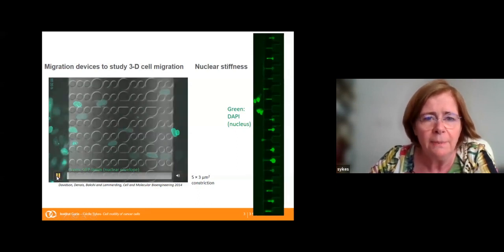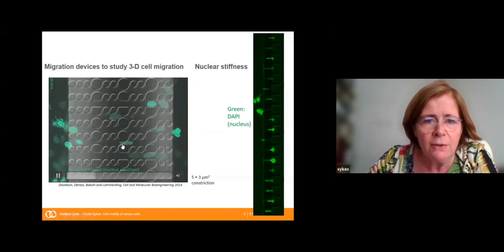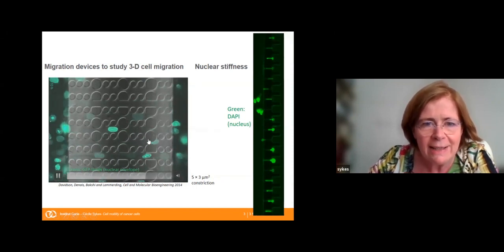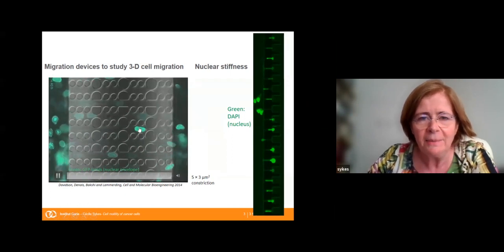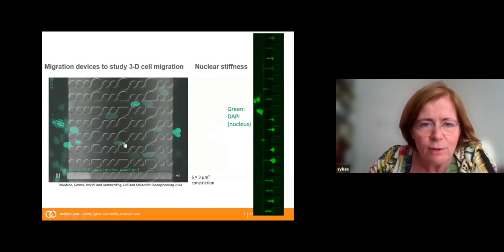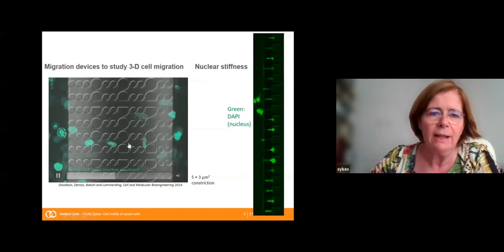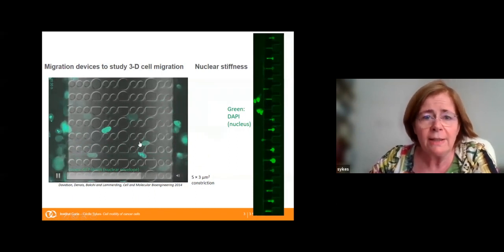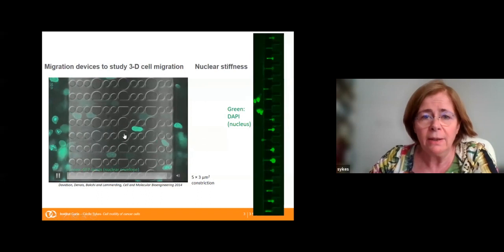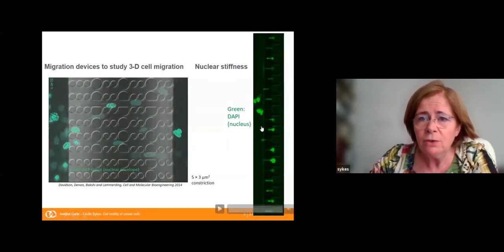So I'll show the movie. And you see that the nucleus is squeezed here. And you can see that it's an elastic shell because you have some wrinkling here too. I will come back to that later. So the question now is, what about the actin? Now we can do something else.